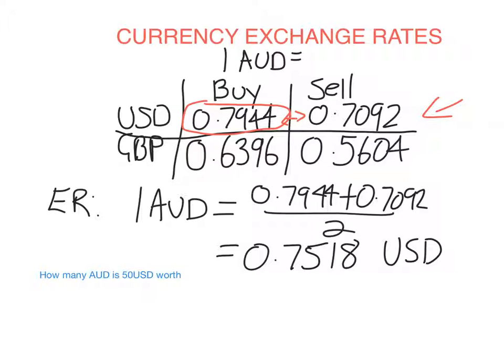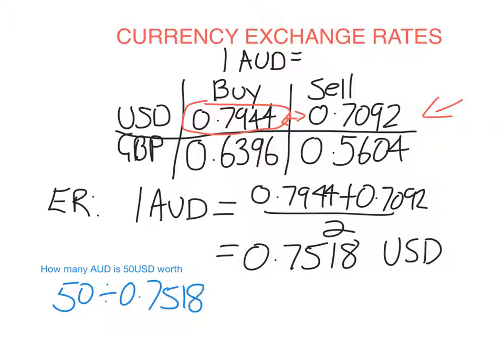Because of that, we can simplify this. In the last one, when I knew how many Australian dollars I had and I wanted to find another currency, I just multiplied. It turns out in this case, rather than multiplying by the exchange rate, I divide. So to figure this out, it would just be the number of US dollars, and then this time, instead of multiplying by 0.7518, I am dividing by it to get the amount in Australian dollars.